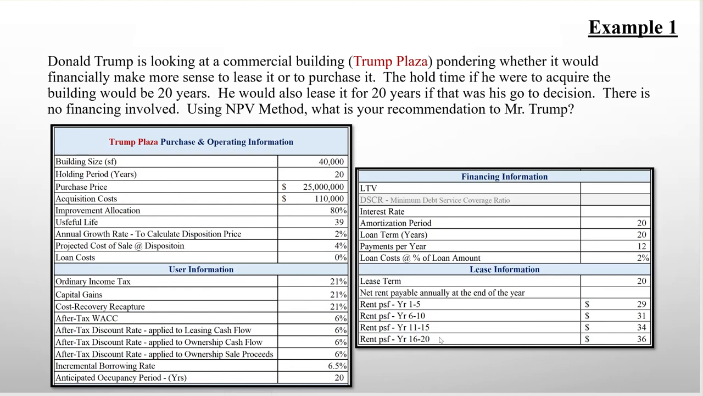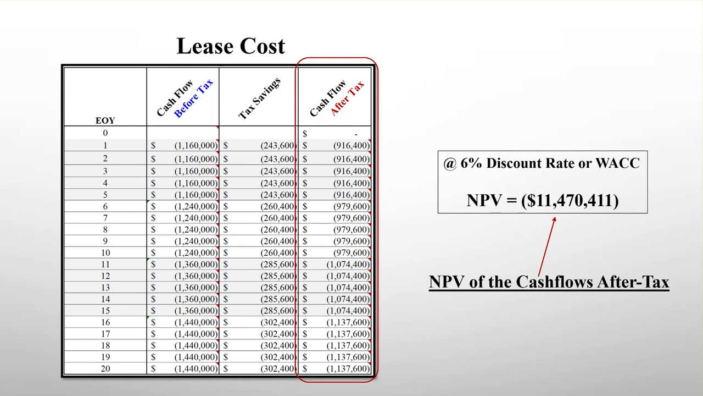per square foot. Given all this, let's do our cash flow analysis and see what information it can provide us to help us answer the question of whether Mr. Trump should own the building or whether he should lease the building. So we'll start with the leasing cost.